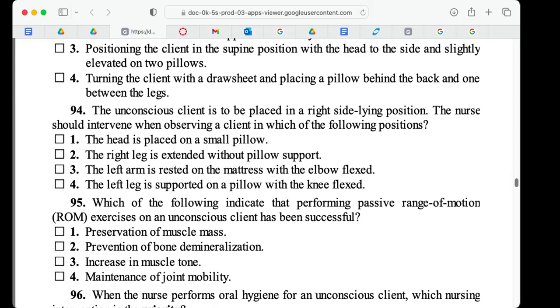Let's see. 3. A left leg is supported on a table with the knee flexed. Yes, number 3. It's number 3. This one is weird, but it makes sense. It's saying that the left arm is resting with the elbow on a mattress, with the elbow flexed.